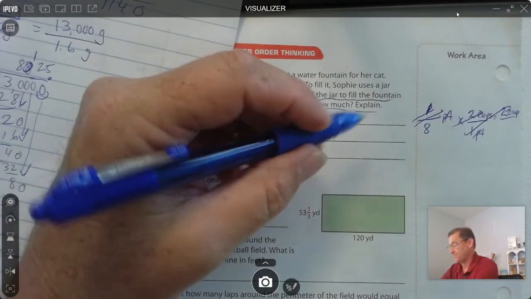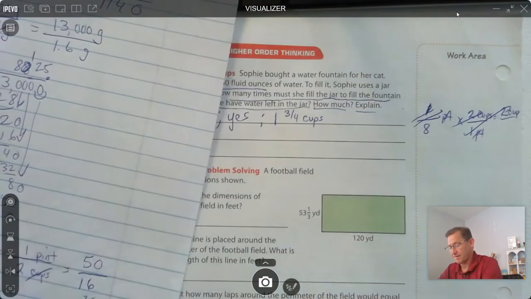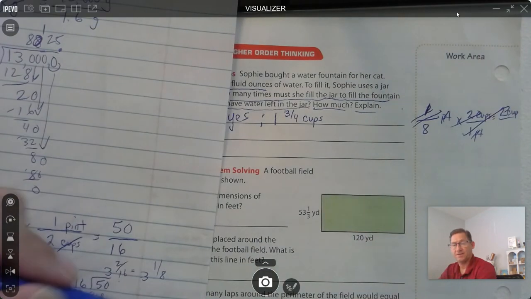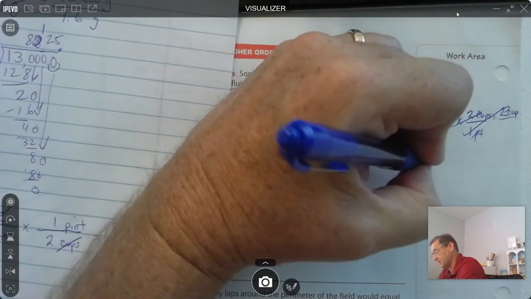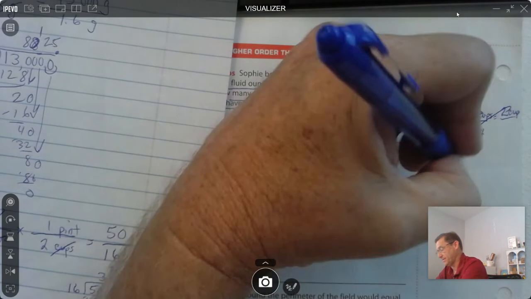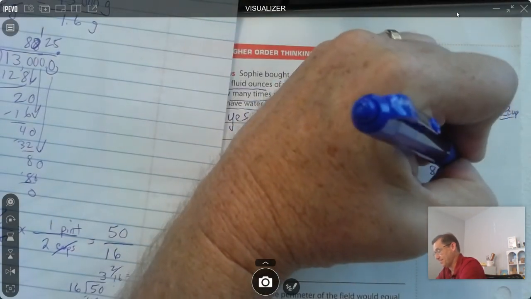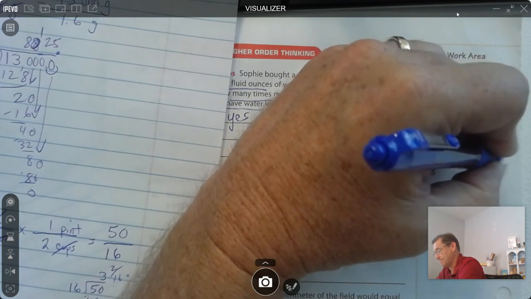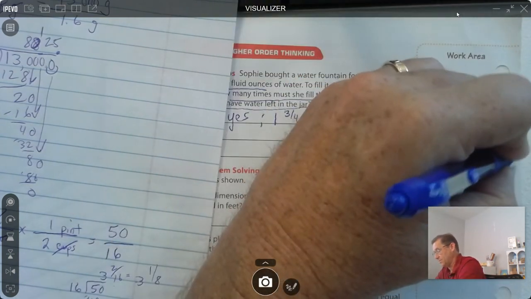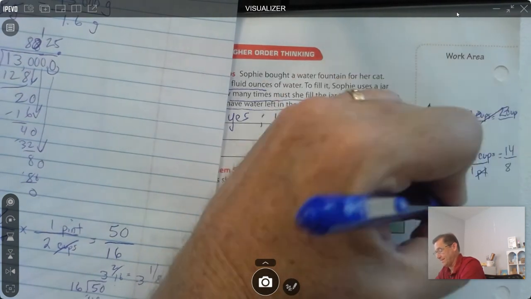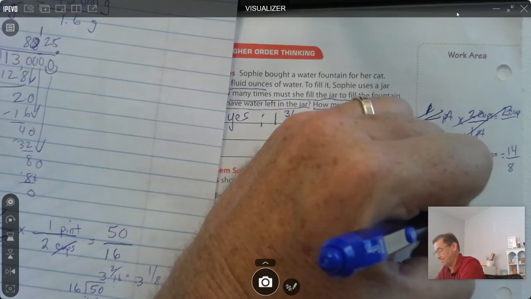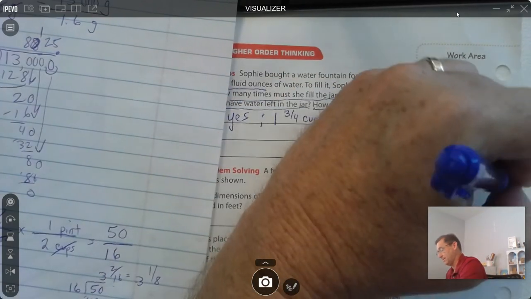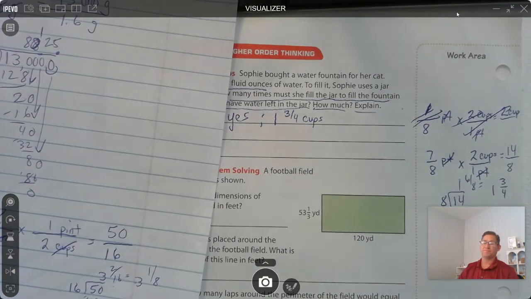Focus, Mr. Hammond, focus. She has to fill it 3 1/8 times. So if she does fill it 4 complete times, that means she's not using 7/8 pint. So 7 times 2 is 14 over 8. So 1 6/8, which is the same as 1 3/4.